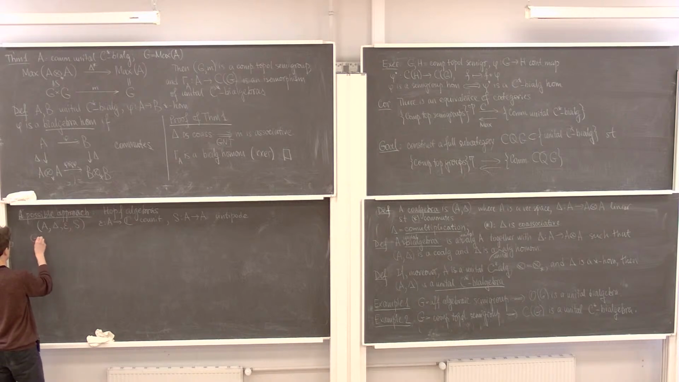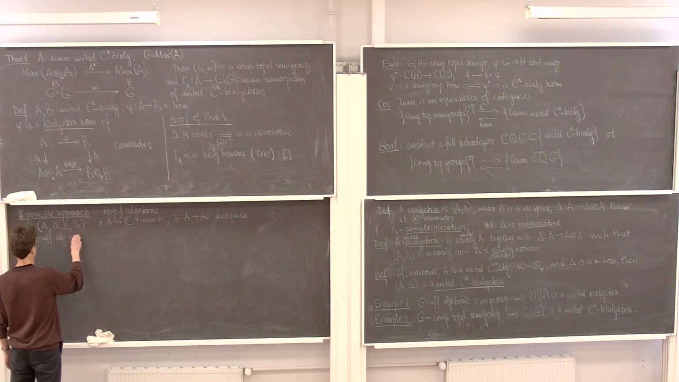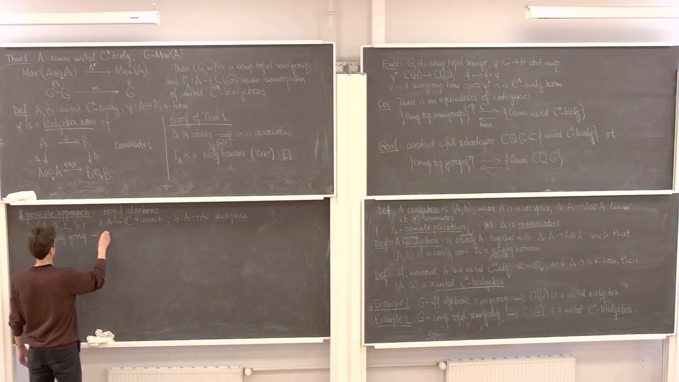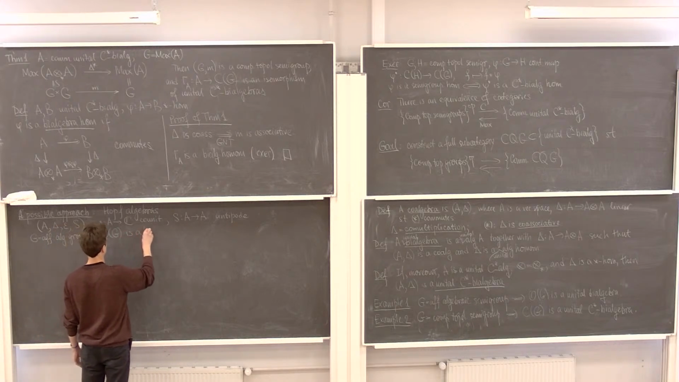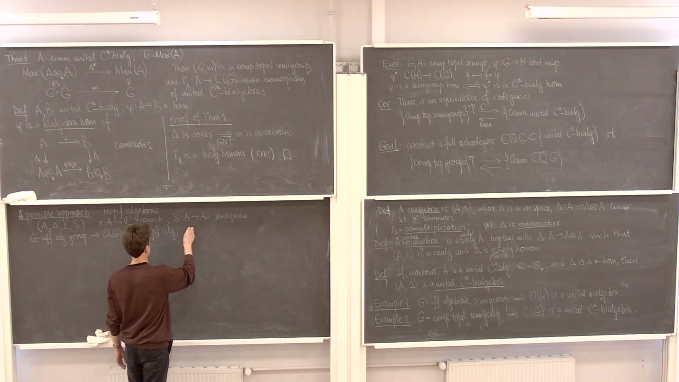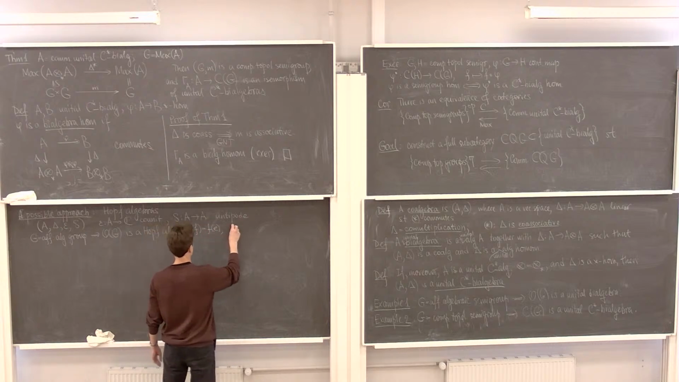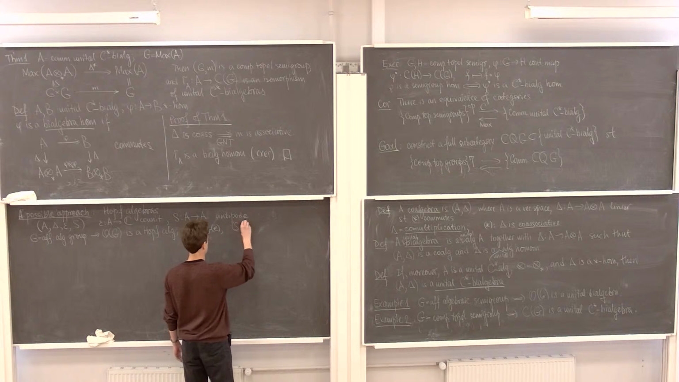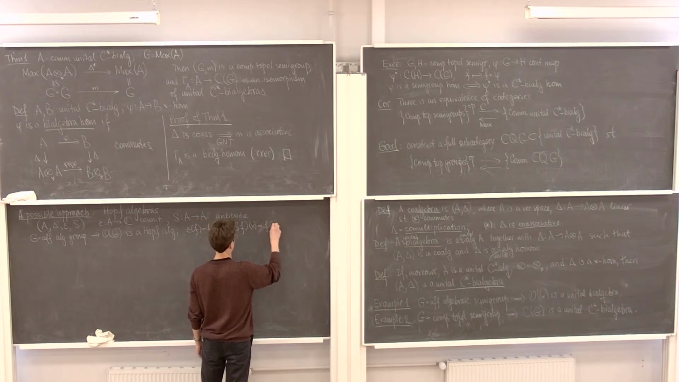If G is an affine algebraic group, then O of G, the algebra of regular functions, is a Hopf algebra in a natural way. So the co-unit is just the evaluation at the identity, and the antipode is responsible for the inversion map on the group. So S of f at x is f of x inverse.